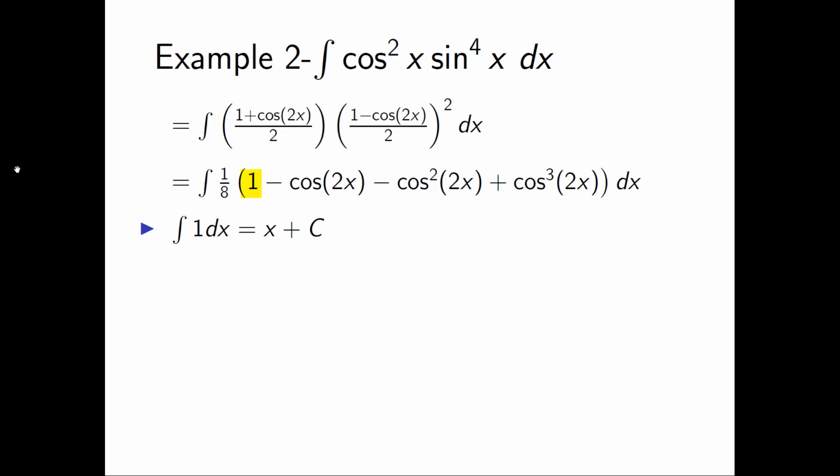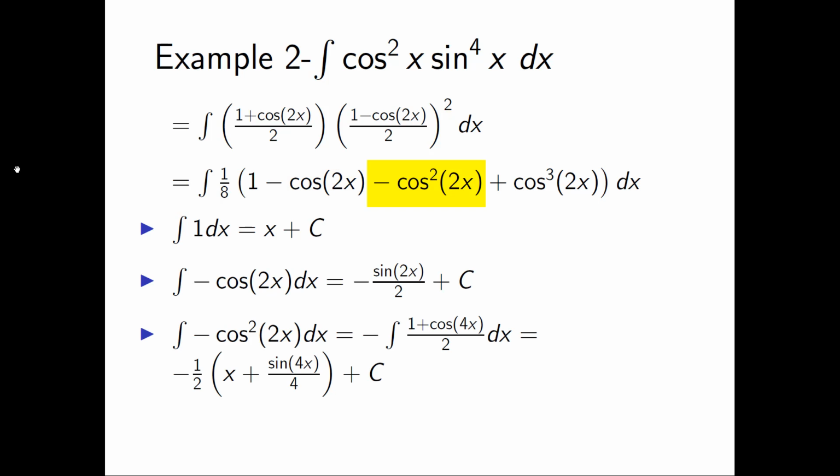Well, the first one's pretty easy. We just integrate the 1. Well, it's x, that's about it, really. I've included the constant of integration here. Now clearly when we bring them all back together we'll only need one constant, one C, but just throw that in there to be correct. Next we'll do the negative cosine 2x, and again that one's actually pretty straightforward. That's going to become negative sine 2x over 2.